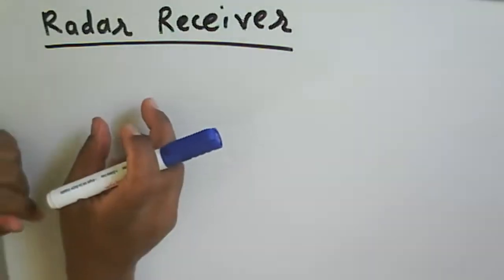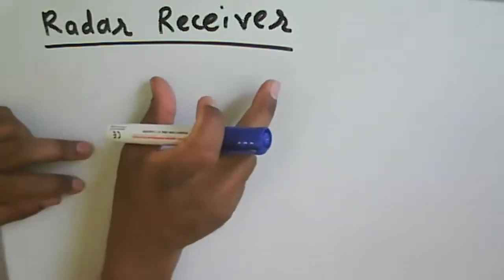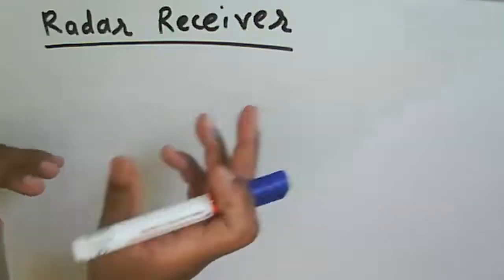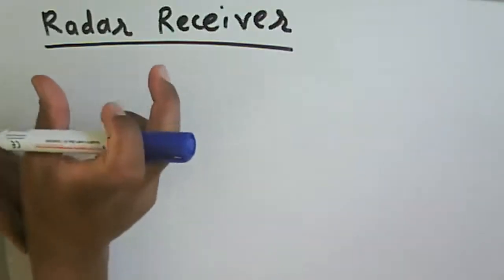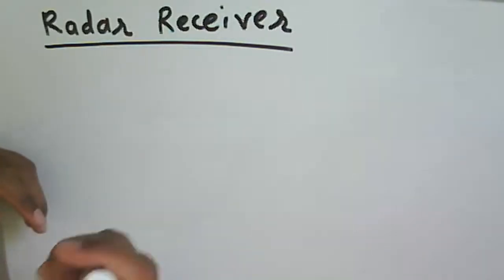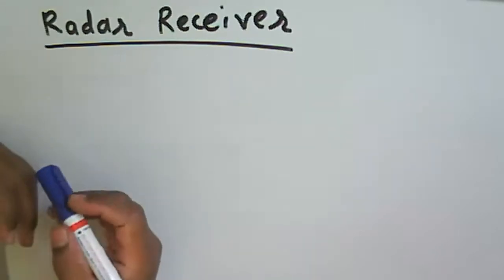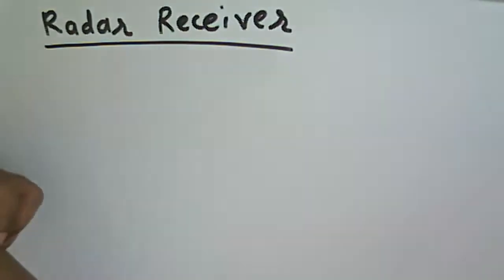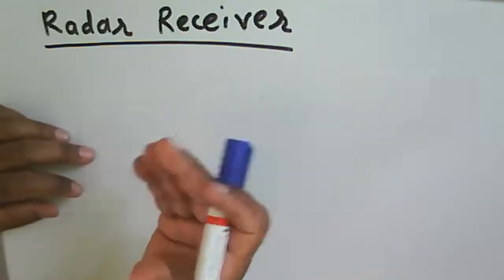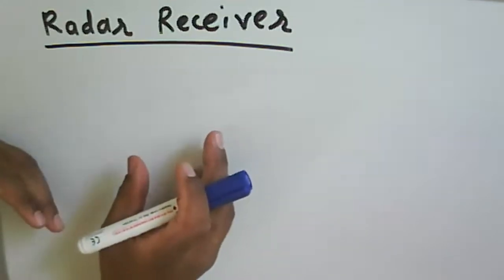What is the role or function of a receiver? Generally, the radar receiver is used to detect an echo signal. That echo signal is reflected from the target, and that signal reaches the receiver and will be detected by the receiver.